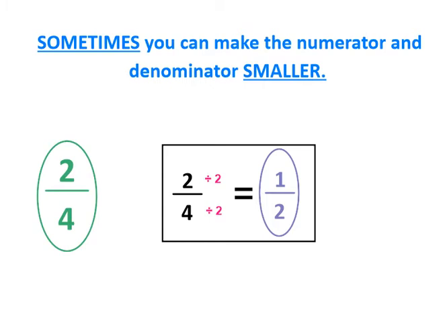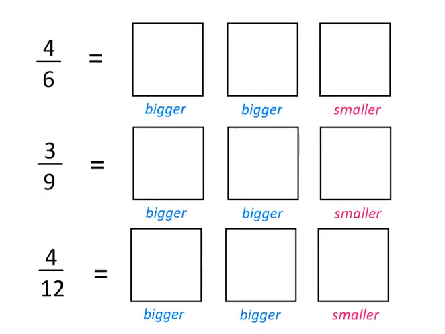So remember, you can always make it bigger, but here's the key. Sometimes you can make the numerator and denominator smaller. Not all the time. Sometimes you can. In this case, 2 over 4, and this is where we're going to go back to simplifying, it can be simplified by the GCF of 2, by dividing by 2. And I'm going to get 1/2. 2 divided by 2 is 1. 4 divided by 2 is 2. So you can always go bigger, but sometimes you can go smaller. And that is literally it for equivalent fractions. It's all about making them bigger or smaller.